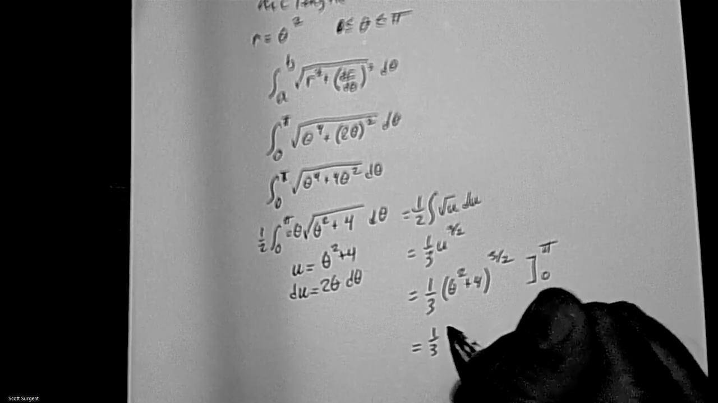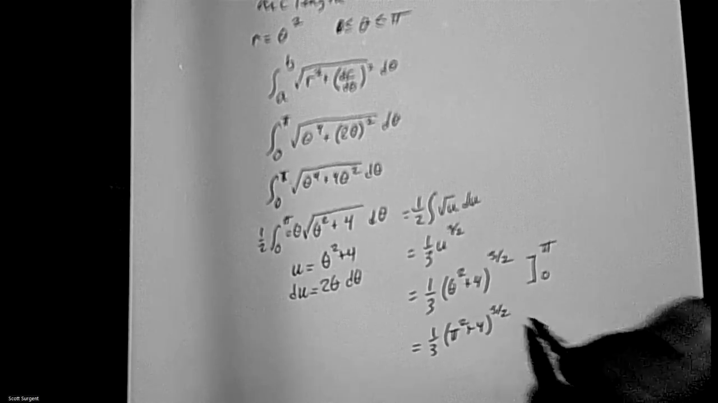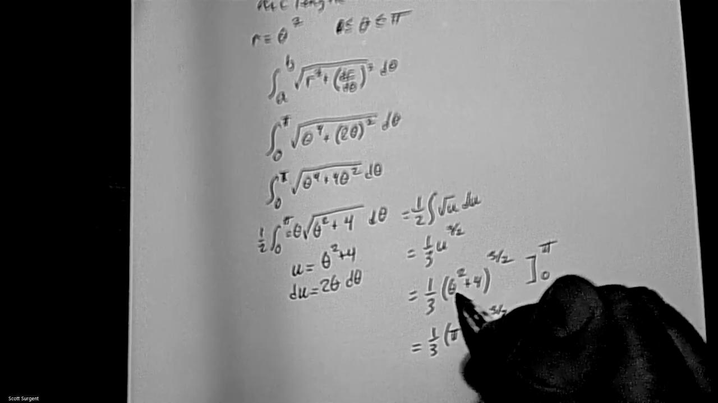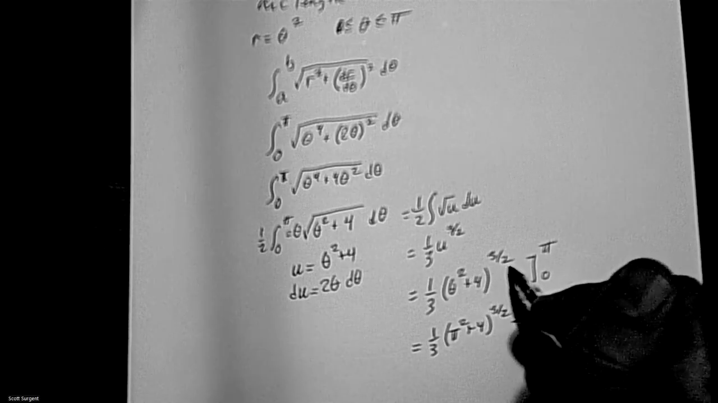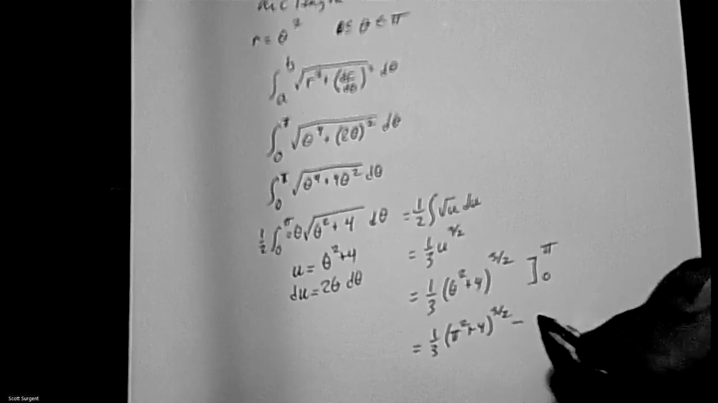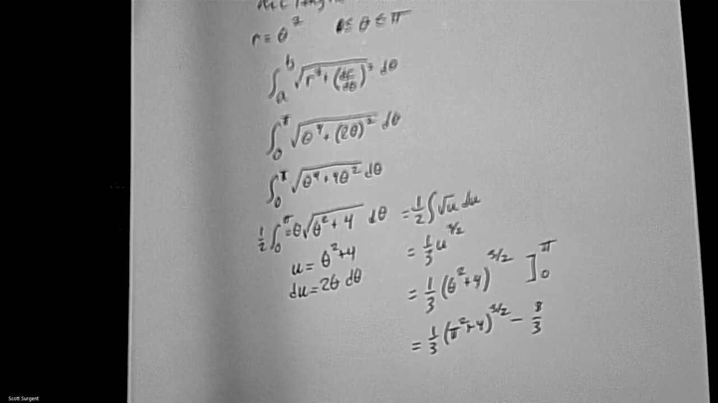You're just going to get some ugly numbers. You're going to get pi squared plus 4 to the 3/2, take away, and then 0 just drops that out. That's 4 to the 3/2. The square root of 4 is 2, so that's actually 8. So it's 8/3. All right, so this one worked out.